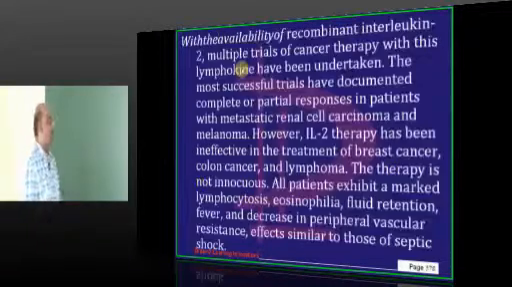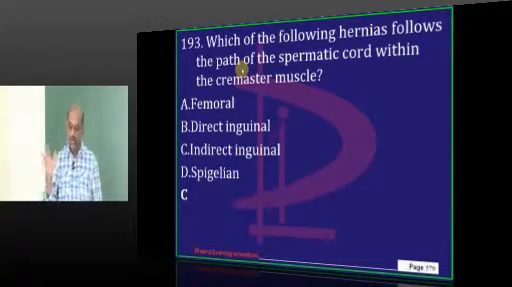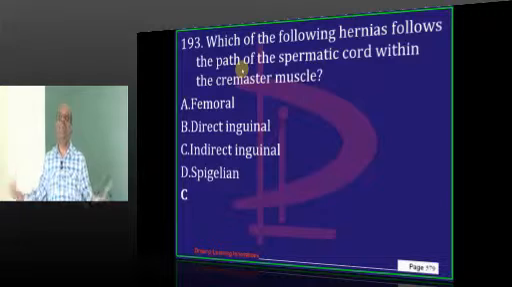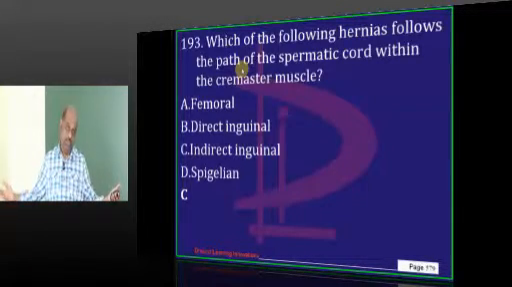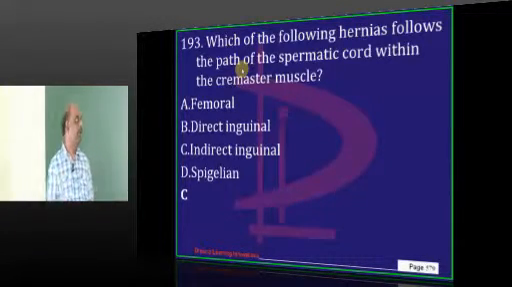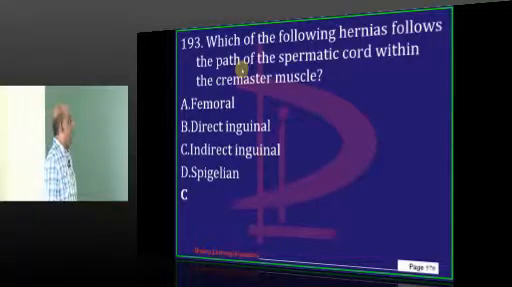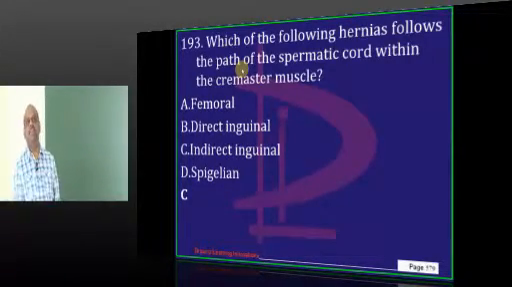Last time we had which interleukins' recombinant forms, what are their names, where are they used? That list you need to remember. Now doctor, it is the indirect inguinal hernia which passes through the inguinal canal.